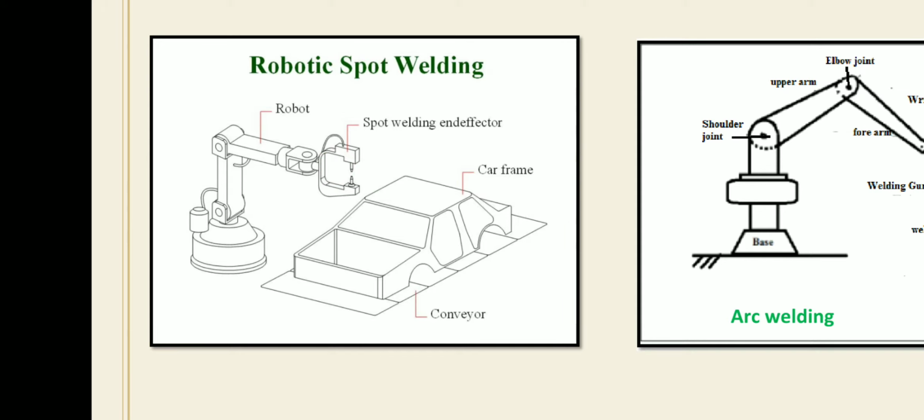The fusion is accomplished at a relatively low voltage level by using two copper electrodes to squeeze the parts together at the contact point and apply the current to the weld area. So you can easily perform the spot welding operation on the car frame by using this end effector.